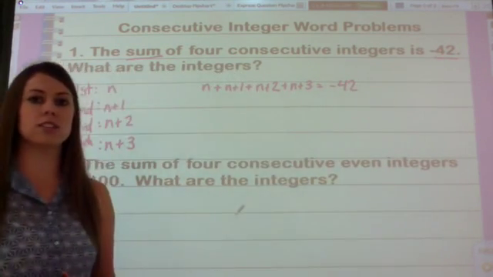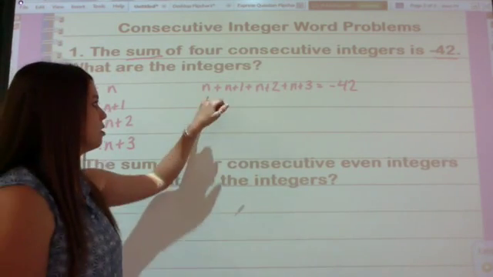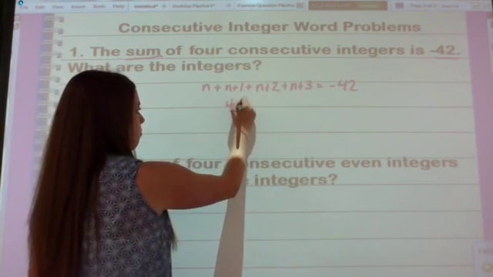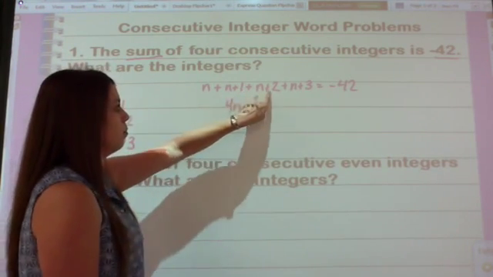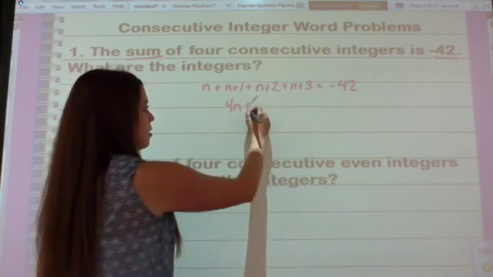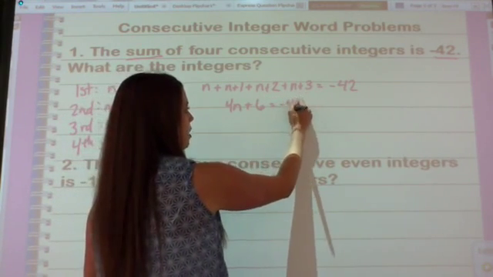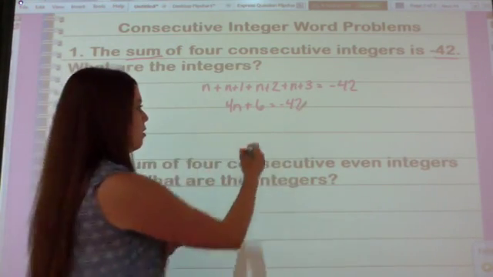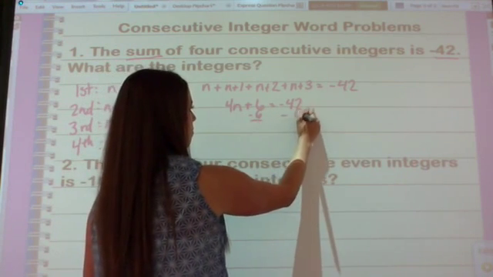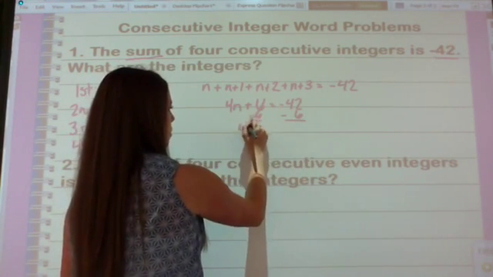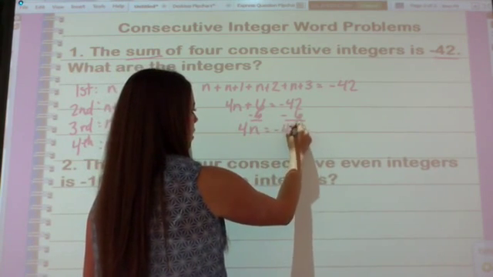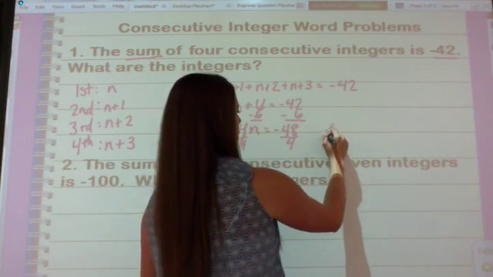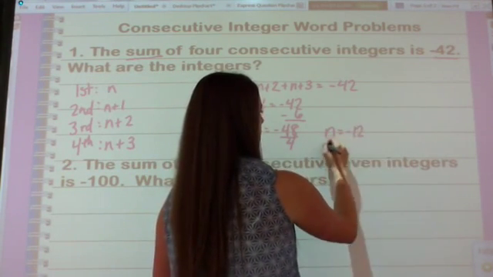Now from here, you're just solving for n. So let's first combine like terms. I have n plus n plus n plus n. That's 4n. Plus, I have 1 plus 2 plus 3. So that's 6. Gives me negative 42. Solving this equation, I'm going to bring the 6 to the other side by subtraction. I'm left with 4n equals negative 48. The last step is to divide by 4. And n equals negative 12.